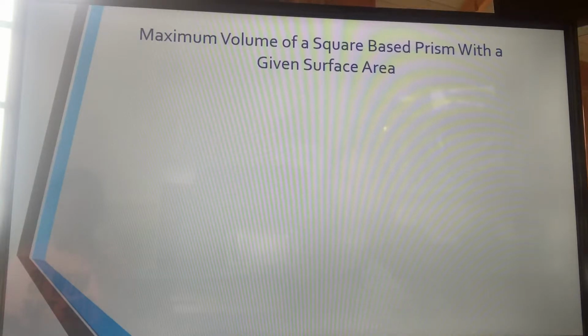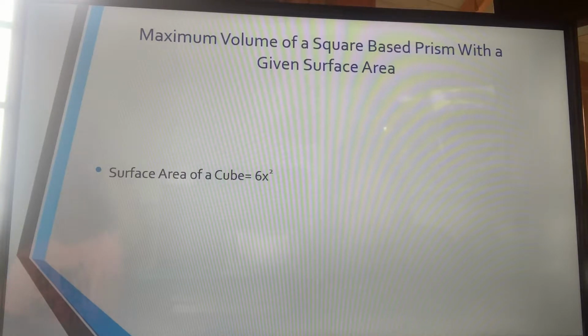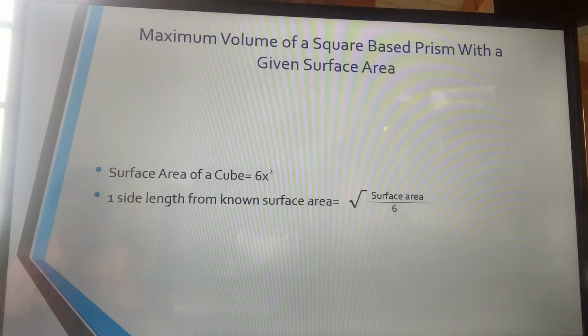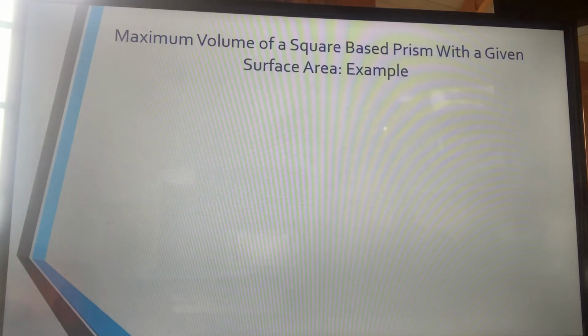Maximum volume of a square-based prism with a given surface area. To get the area of a square, you do one side length squared, and there are 6 sides in a cube, so the surface area of a cube is 6x squared. To get one side length from a known surface area, do the cube root of the surface area divided by 6. Once you get x, which is one side length, cube it and you will get a volume. This is the maximum volume for your given surface area.